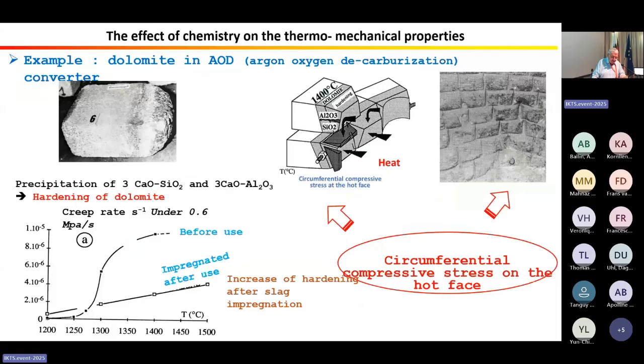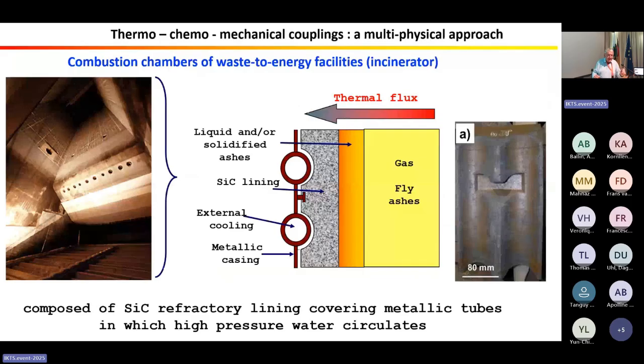This figure represents the creep rate versus temperature before and after impregnation, and impregnation after use. And we observe an increase of hardening after slag impregnation. The third example is not in steelmaking.